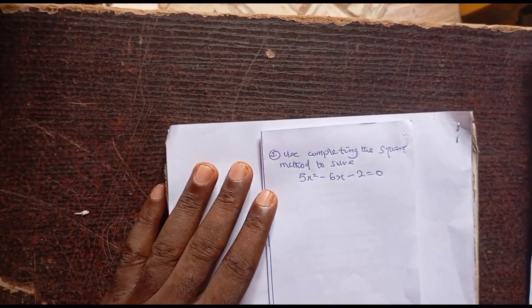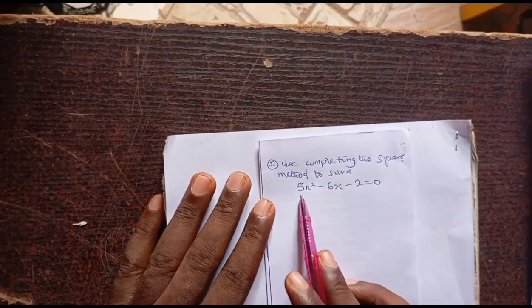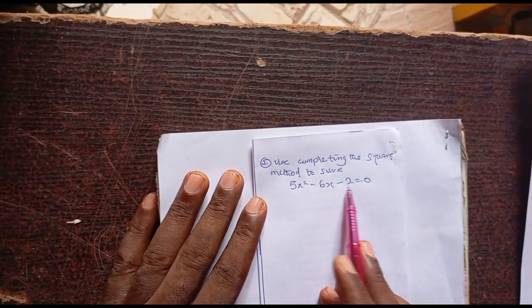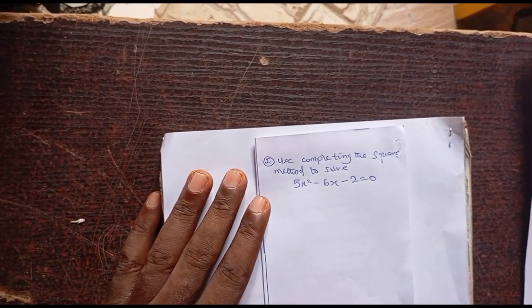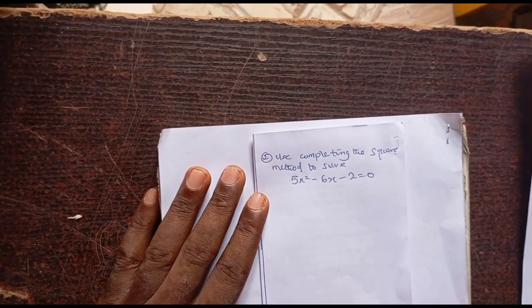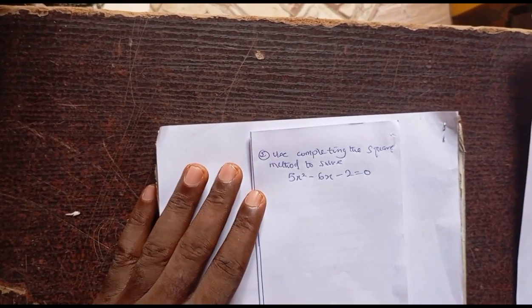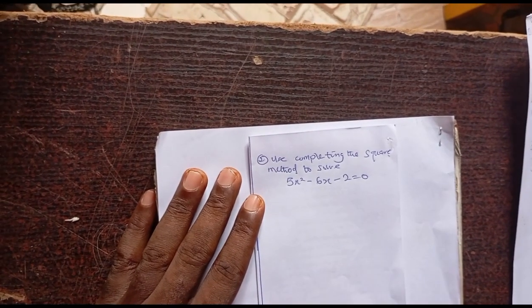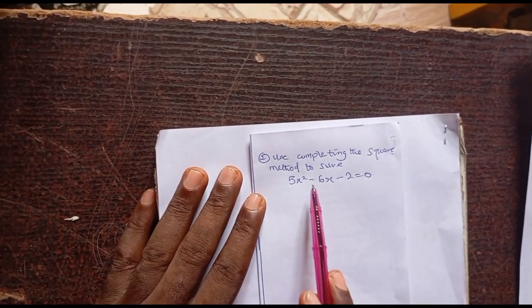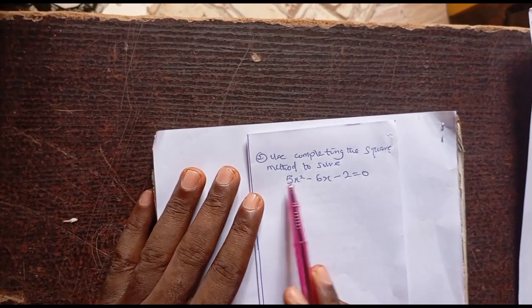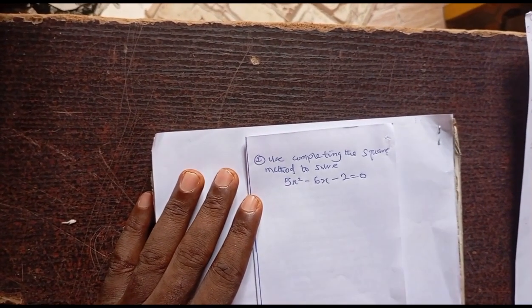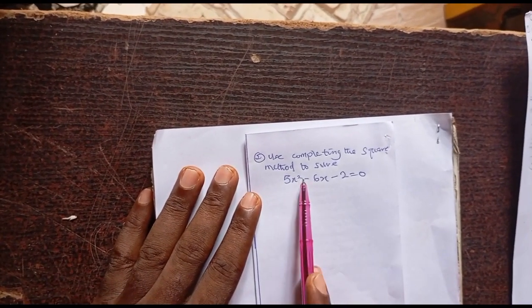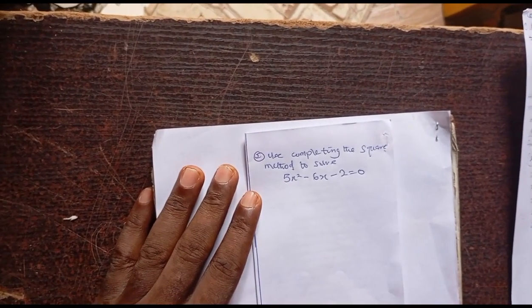Now the second example says use completing the square method to solve 5x squared minus 6x minus 2 equals 0. If you find yourself in this kind of situation, the first thing you need to check is the coefficient of x squared, like I said in our first video. At this point, the coefficient of x squared is what? 5. Therefore, we need to make sure that the coefficient of x squared, which is 5, becomes 1.